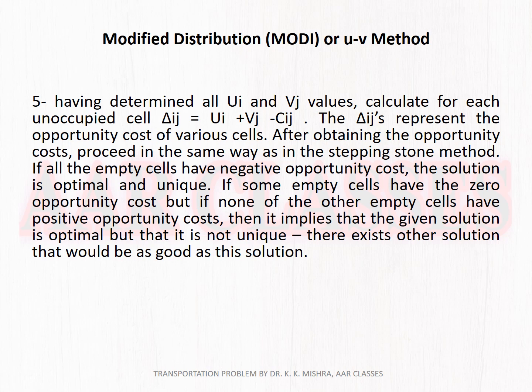If all the empty cells have negative opportunity cost, the solution is optimal and unique. If some empty cells have zero opportunity cost, but none of the other empty cells have positive opportunity cost, then it implies that the given solution is optimal, but that it is not unique. There exist other solutions that would be as good as this solution.